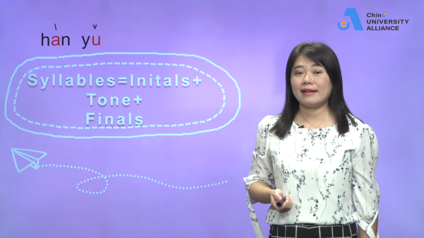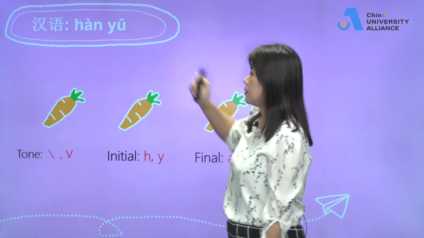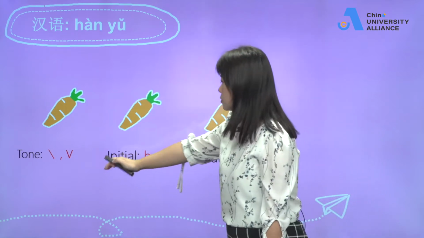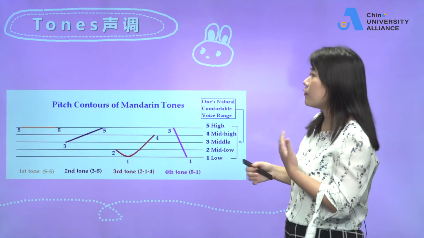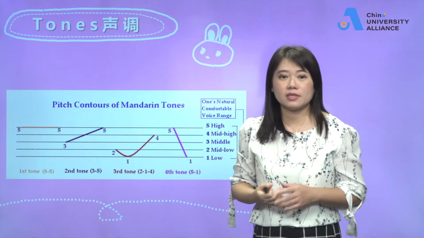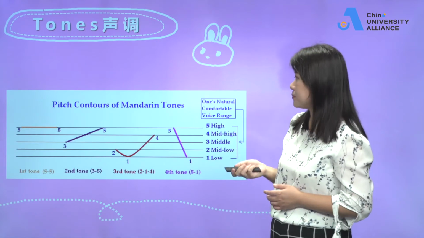So let's see the next. Han Yu is combined by the tone, initial, and the finals, right? Speaking of the tones, there are 4 tones in Chinese Pinyin. Let's see what they are.